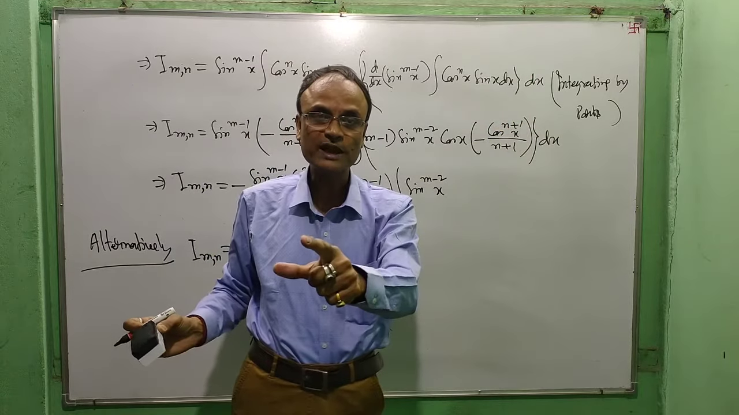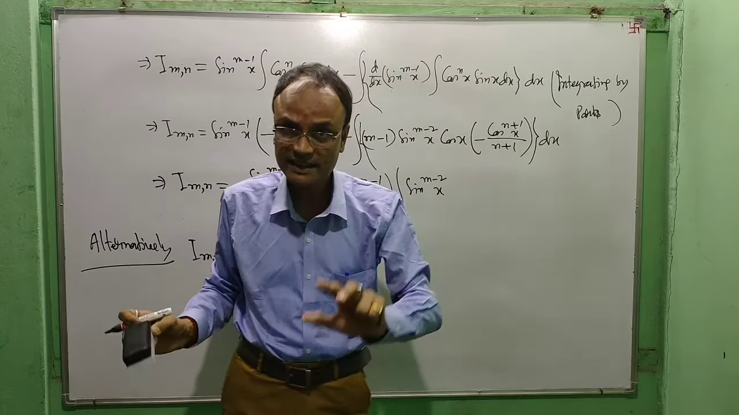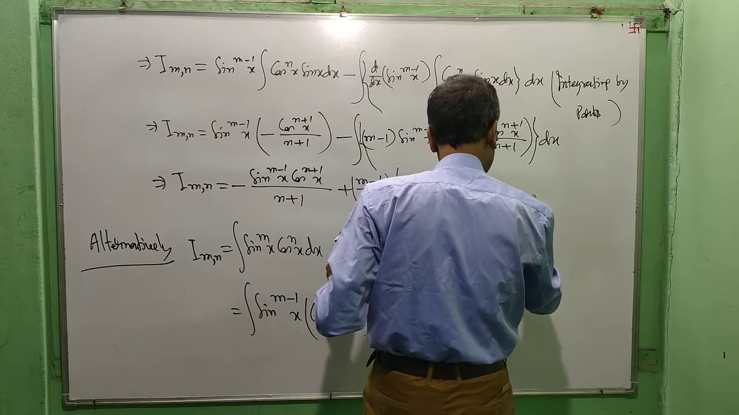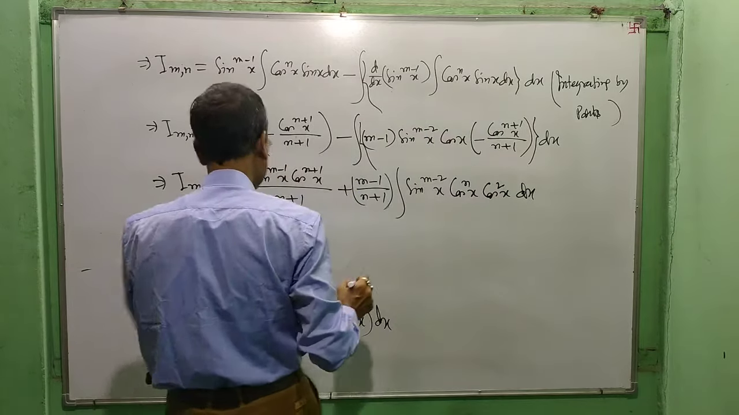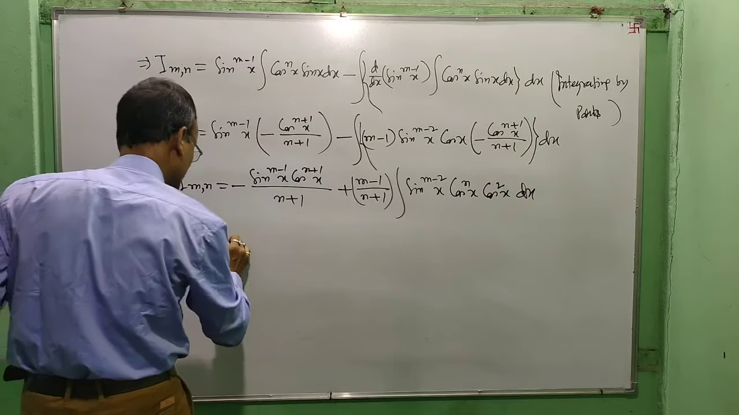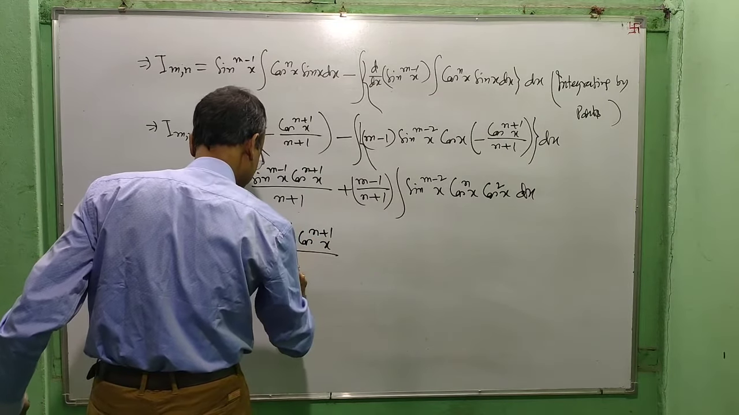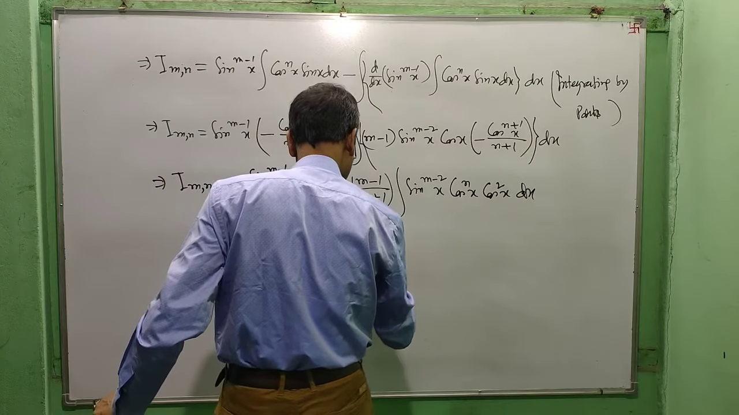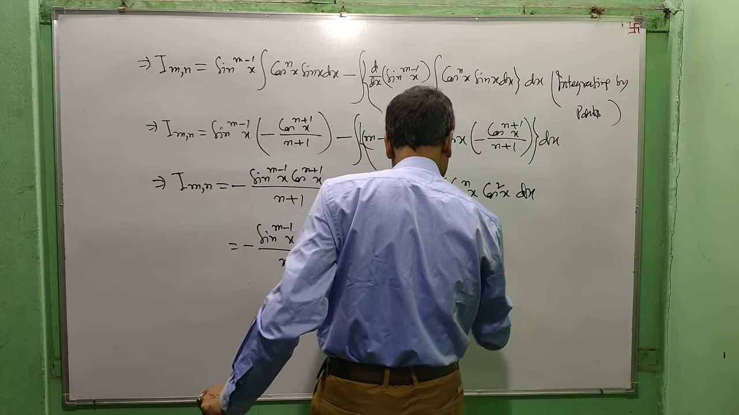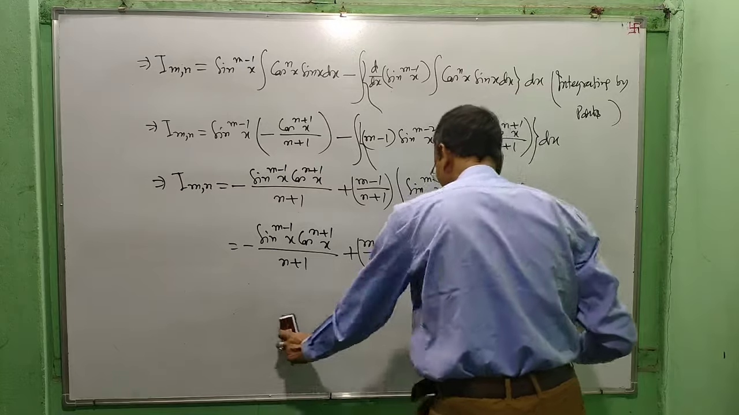Cos x into cos to the power (n plus 1)x means cos to the power (n plus 2)x, which can be written as cos to the power n x into cos square x. In the next step, we will write cos square x as 1 minus sin square x. You may write in this step also. This is equal to minus sin to the power (m minus 1)x cos to the power (n plus 1)x divided by (n plus 1), plus (m minus 1) by (n plus 1) integral sin to the power (m minus 2)x cos to the power n x. For cos square x, you may write 1 minus sin square x dx.